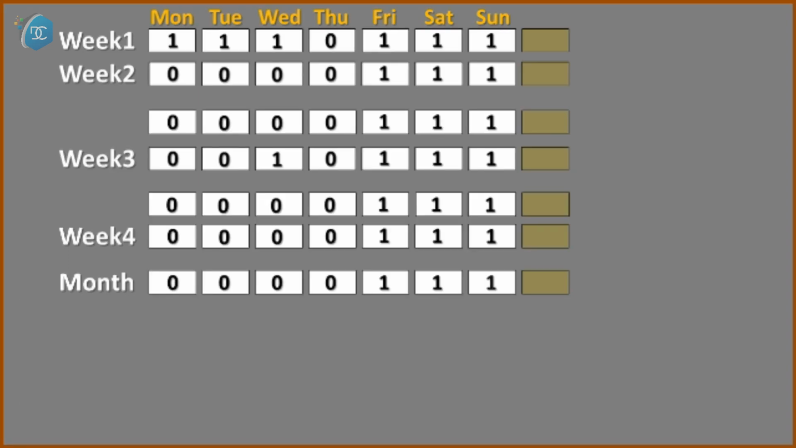What does this net result for the month tell us? Clearly that Fridays, Saturdays and Sundays never fail to hit their mark for the movies, which in turn means that these 3 days are the assured profitable days for this cinema hall.